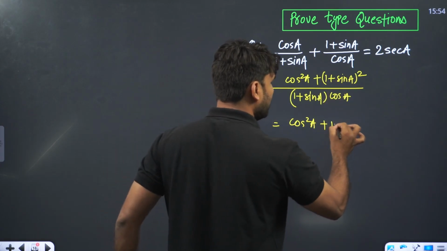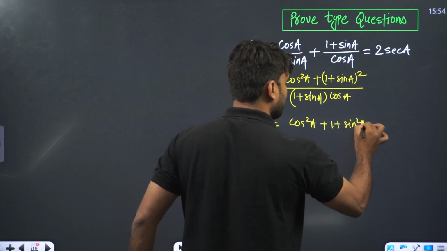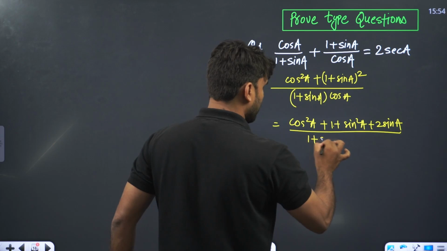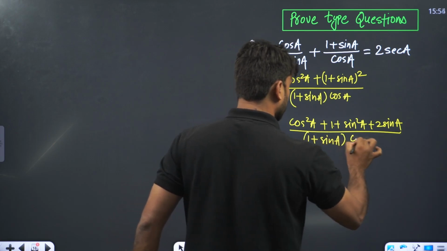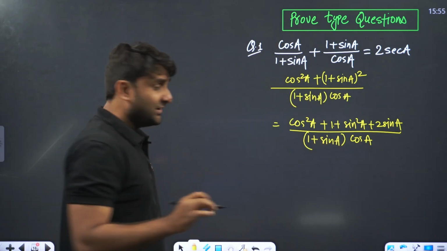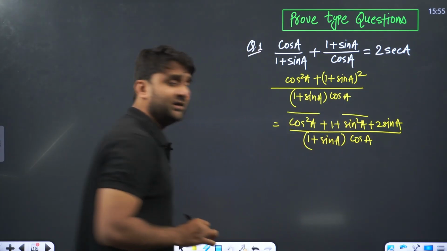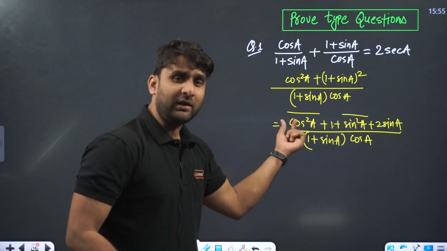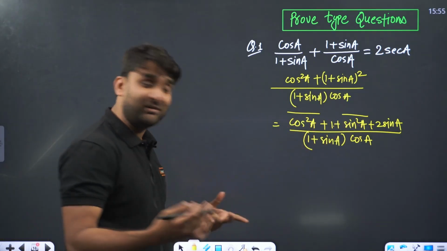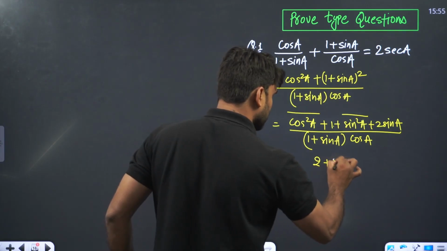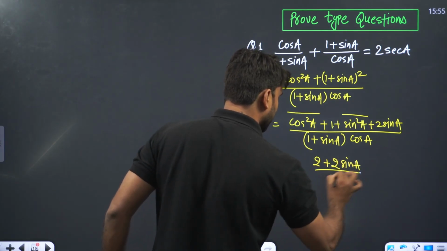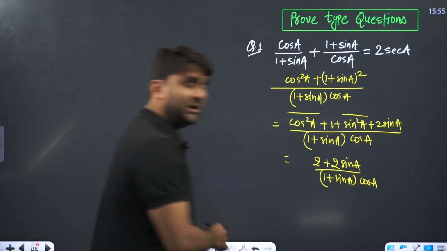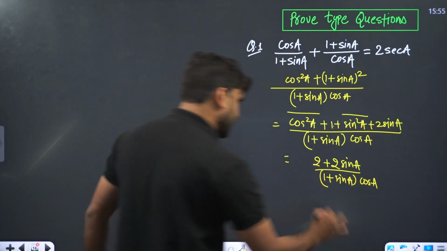So by the algebraic identity, a square plus b square plus 2ab, we get 2 sin A, divided by 1 plus sin A into cos A. My dear lovely students, if you look at this, sin square A plus cos square A is an identity. Sin square A plus cos square A is equal to 1, so it will give you 1, and 1 is already there, so 1 plus 1 will be 2. So 2 plus 2 sin A divided by 1 plus sin A into cos A. My dear lovely students, can we take 2 common? So we can take 2 common here.